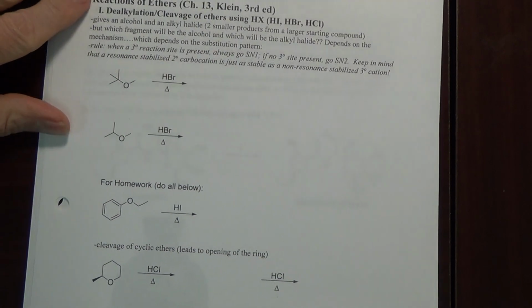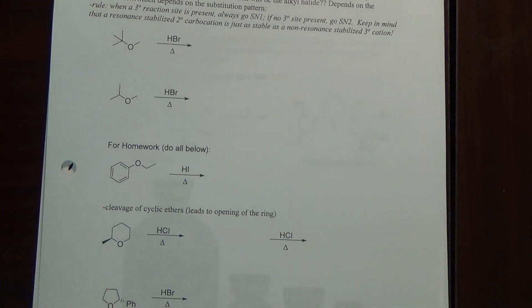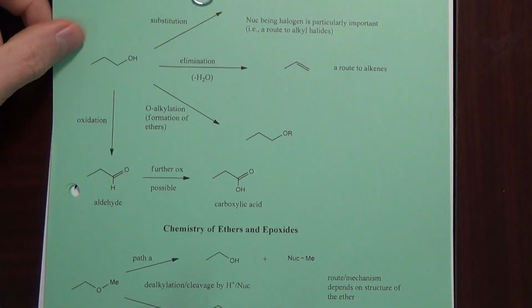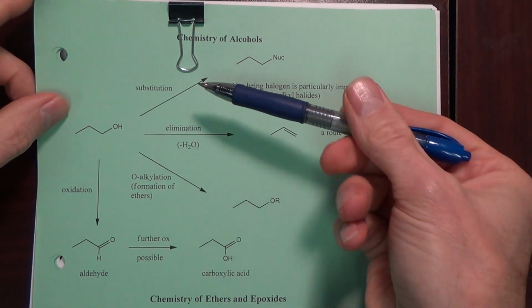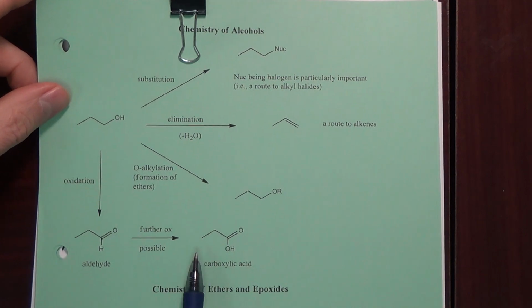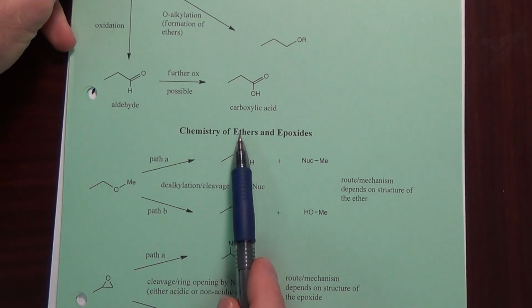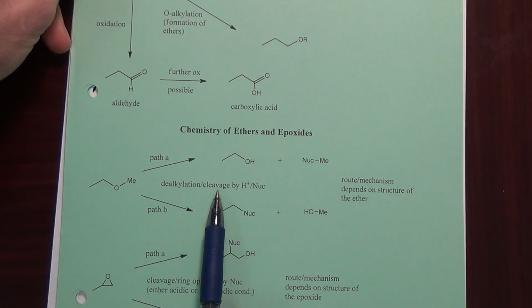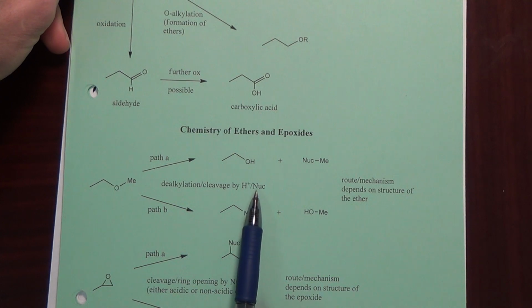All right, Williamson ether synthesis. Next, reactions of ethers. We're actually in our outline. We finished substitution, elimination, and O-alkylation. We're not going to do oxidation of alcohols quite yet. We're going to skip to the chemistry of ethers, and we're going to look at dealkylation or cleavage by using acid and a nucleophile.